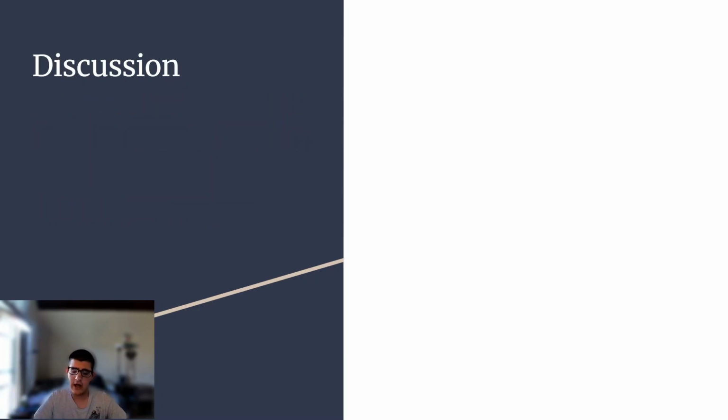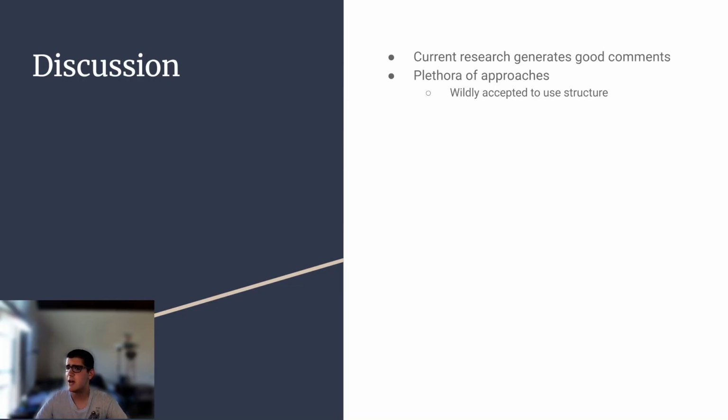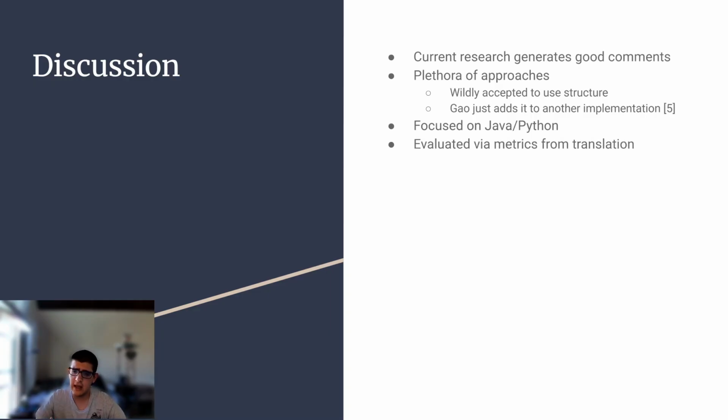So now I will move on to discussing the results. The current research can generate pretty good comments, and there are various different approaches for how to do it. Pretty much everyone uses this structural information. Gao just adds it to another underlying implementation. Researchers focus on Java or Python code that they get from the internet, and they evaluate the results as if it's a translation. However, there is no single metric that everyone uses, and also everyone uses a different database.